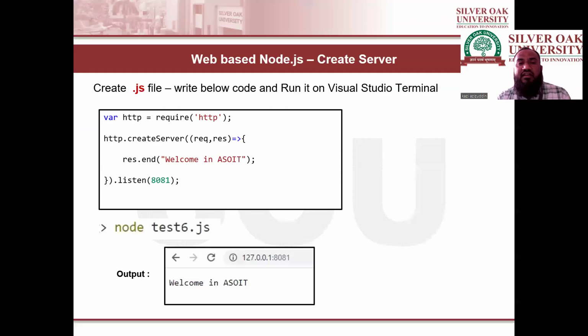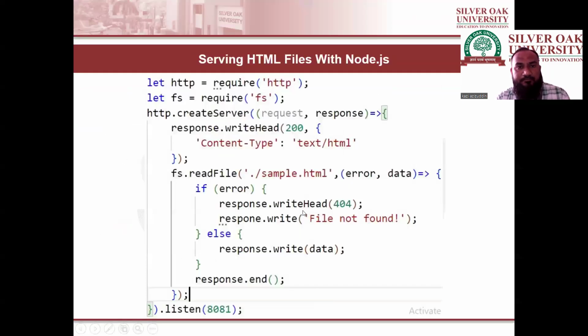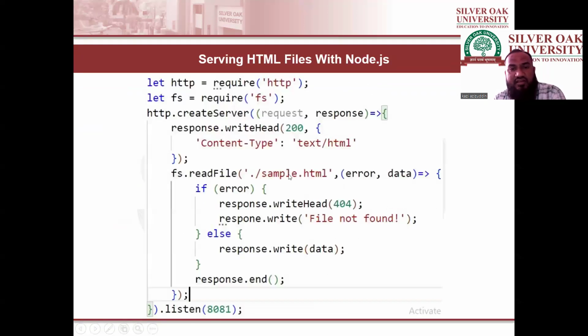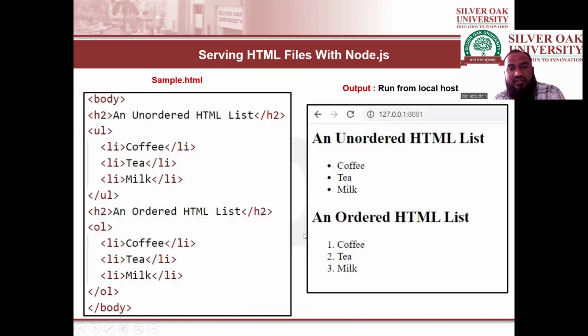Now the next concept is routing in Node.js. So this is the code that we have implemented. Here I will use the sample.html file. So see, I am writing sample.html, and this is the output of this sample.html file.